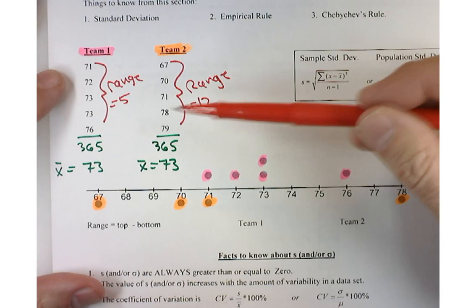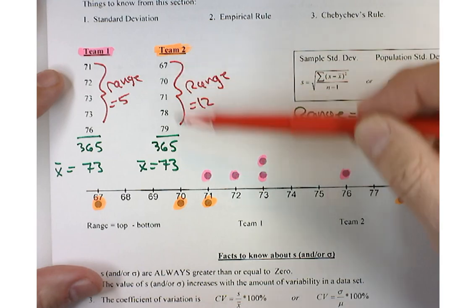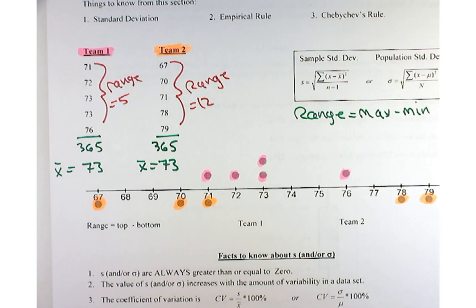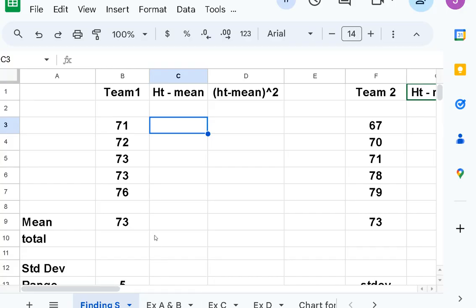The problem with just using the range is that it only incorporates 2 numbers out of this whole data set. Anything underneath here could be going on, and we wouldn't really know it. So it'd be nice if we had a little bit more comprehensive measure of just how much spread there is in the data. And so I'm going to try and build one from scratch here. Now, if you want to follow me along on your Google Sheet, that's great. If not, that's okay too.